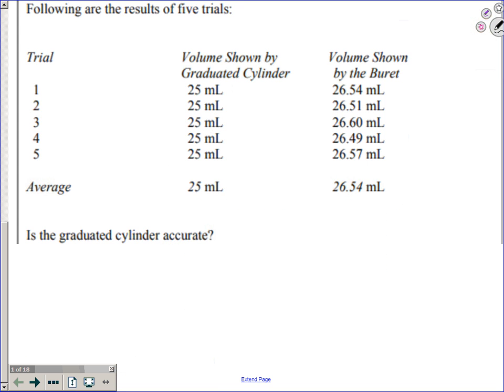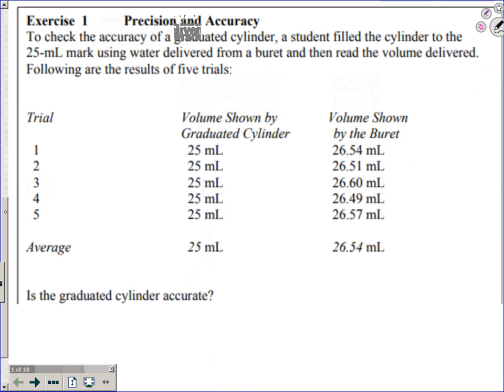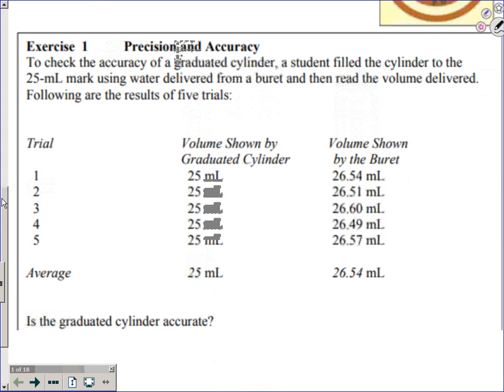Okay, so looking at this, let me scroll up just a tad more. Looking at this, talk to the person next to you, take maybe less than a minute, and discuss what's happening here, okay? So check for accuracy. Student filled the graduated cylinder to the 25 milliliter mark, delivered water from the burette, and then read the volume delivered. The following are the results of the 5 trials.